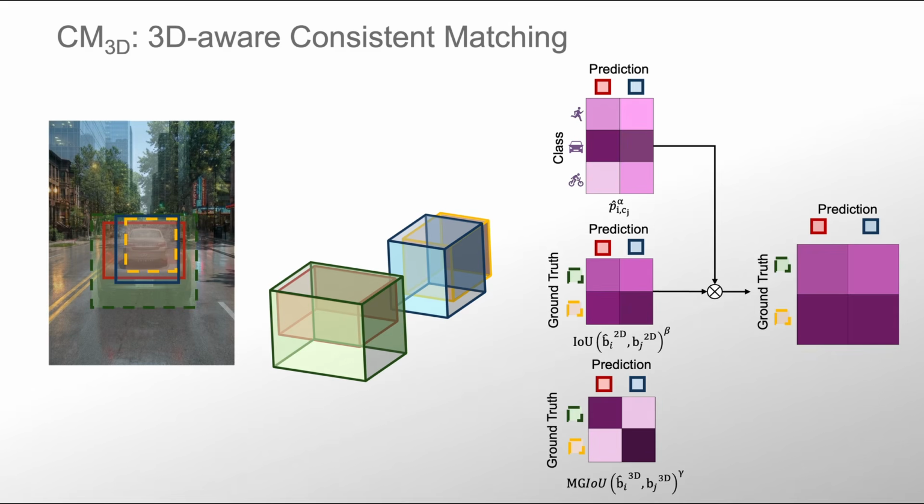This metric measures the overlap in 3D space. In this example, the difference in depth allows for clear separation between the objects. This greatly reduces assignment ambiguity. Ultimately, it stabilizes both the standard training pipeline and A2D2.